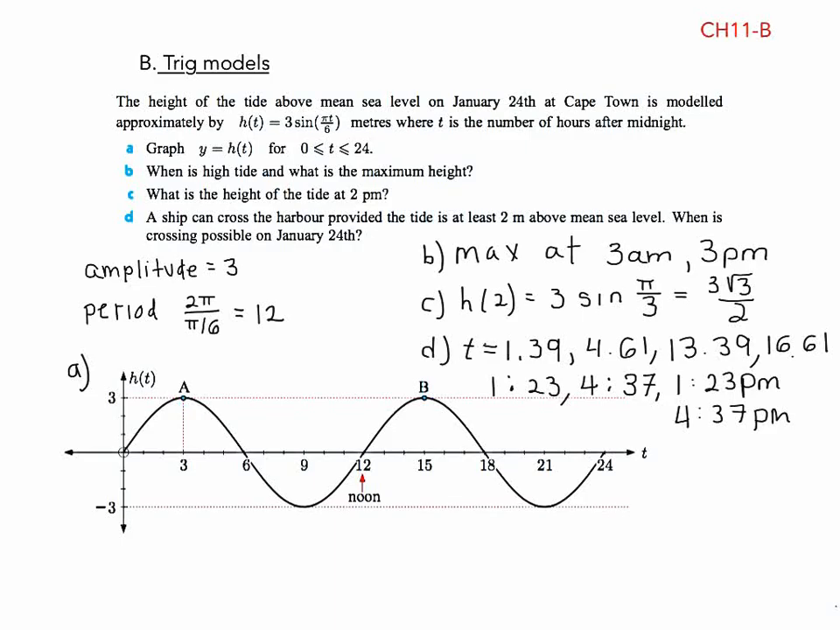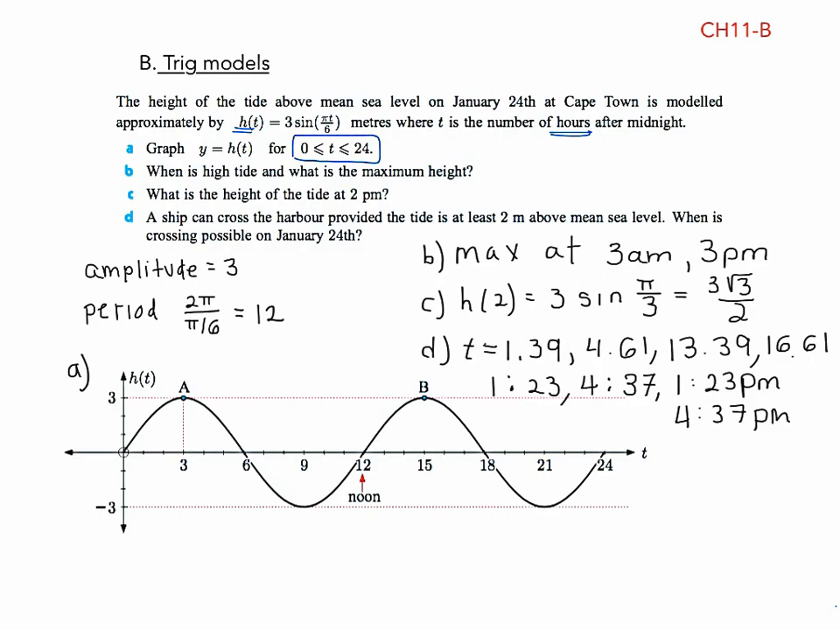In this video, we will talk about trig models. The height of the tide above sea level on January 24th at Cape Town is modeled approximately by h of t, so this is the height, is equal to 3 sine of pi t over 6 meters, where t is the number of hours after midnight. Graph this function for domain given 0 to 24.